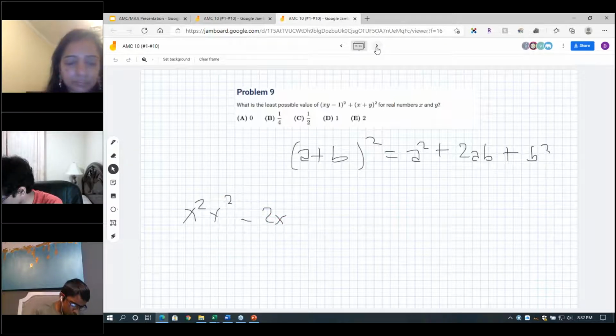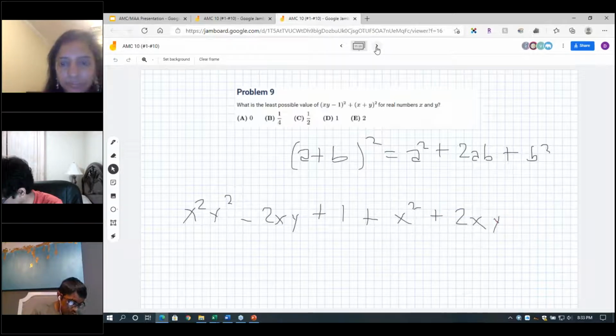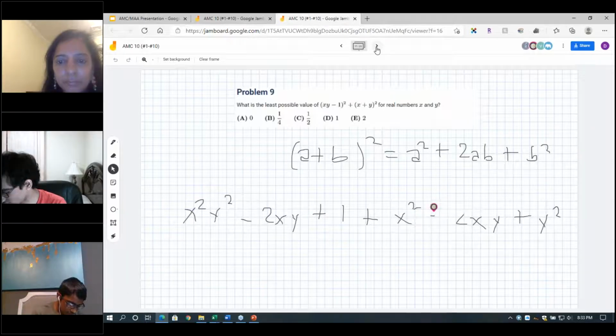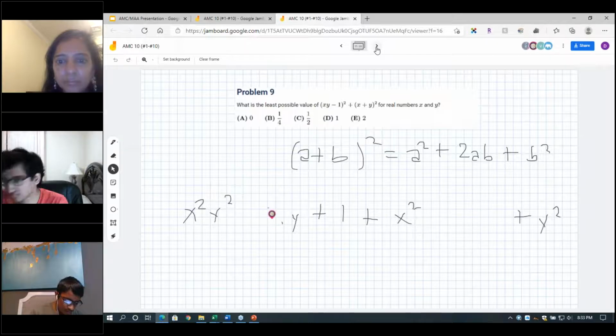Now we expand the second term to get x squared plus 2xy plus y squared. Now, because we have a plus 2xy and a minus 2xy, they both cancel each other out. So we get rid of the 2xy's. Now we have x squared y squared plus 1 plus x squared plus y squared.